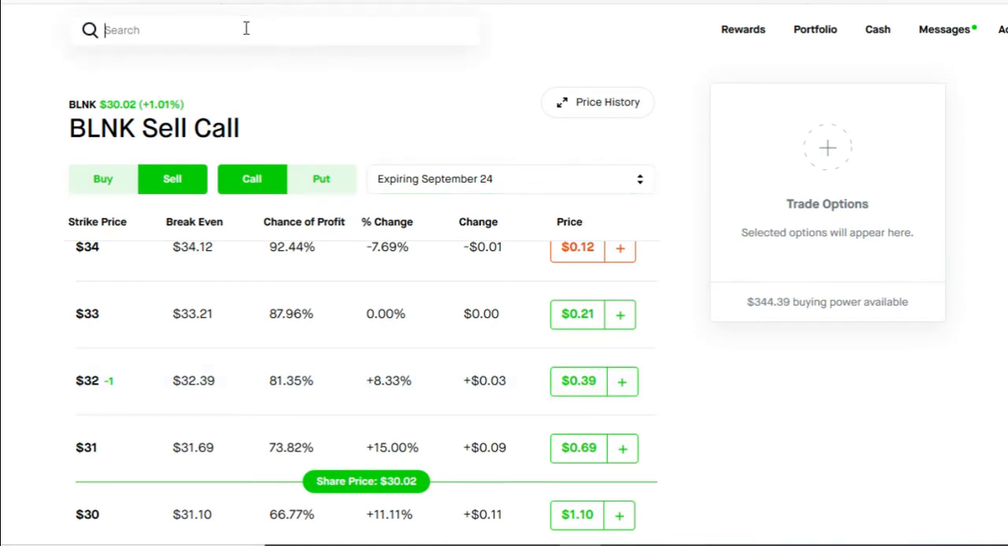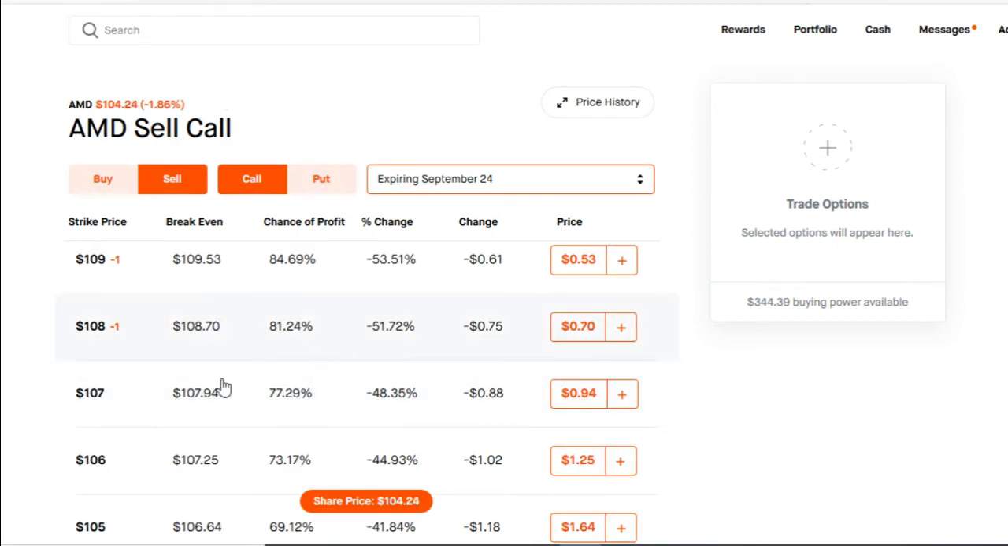And let's go into the last stock I'm going to use as an example today, which is going to be AMD. So here we are on AMD. Once again, I'm selling calls expiring September 24th, and I have two sell calls, one at the $108 strike price and the second at the $109 strike price. Now for each of these, I received about $75.